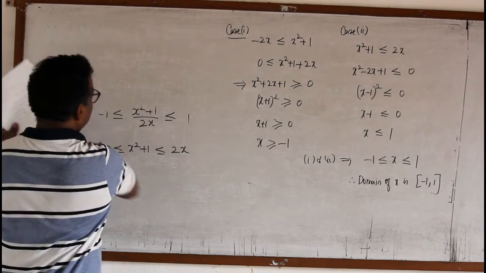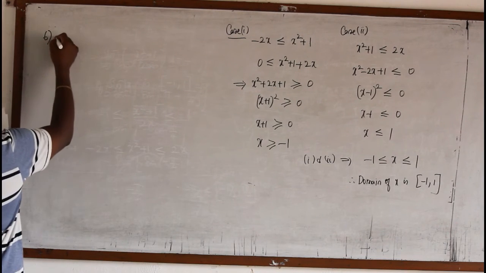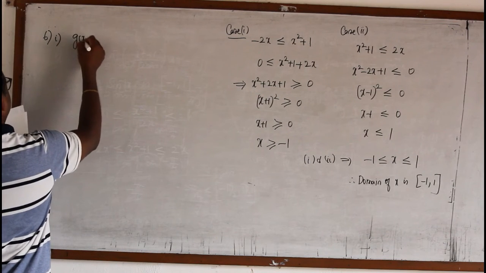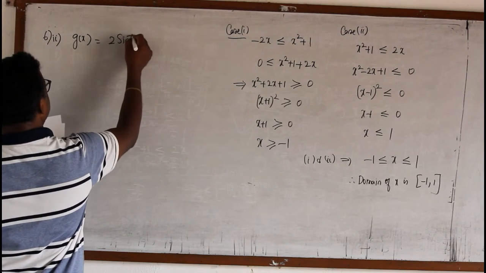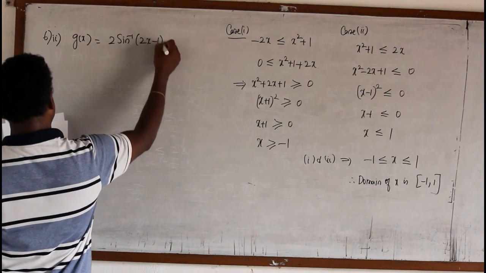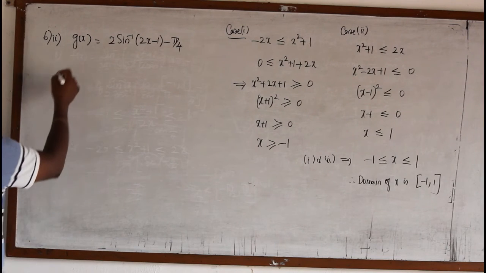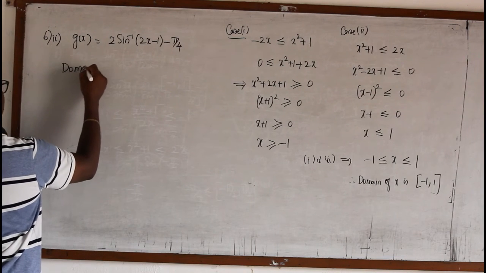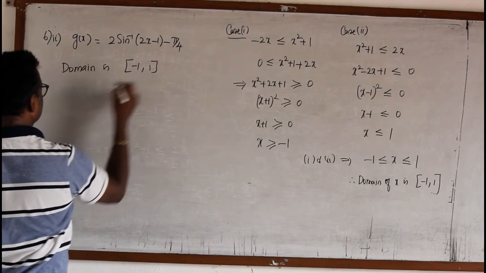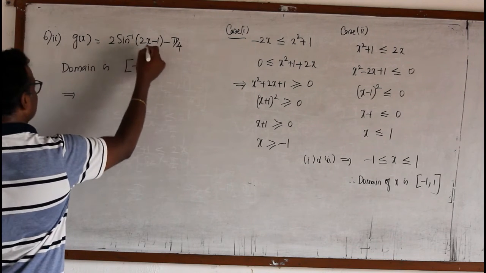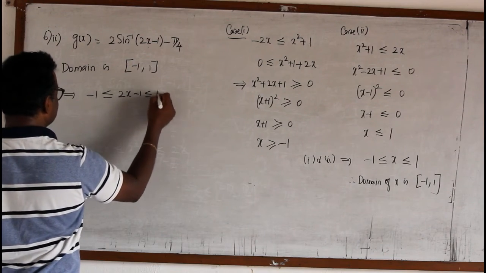Now I should go for the second problem and do the same thing. That is sixth, second one. g of x equals 2 into sin inverse of (2x minus 1) minus pi by 4. We know the domain is minus 1 to plus 1. That means this implies minus 1 less than or equal to 2x minus 1 less than or equal to 1.